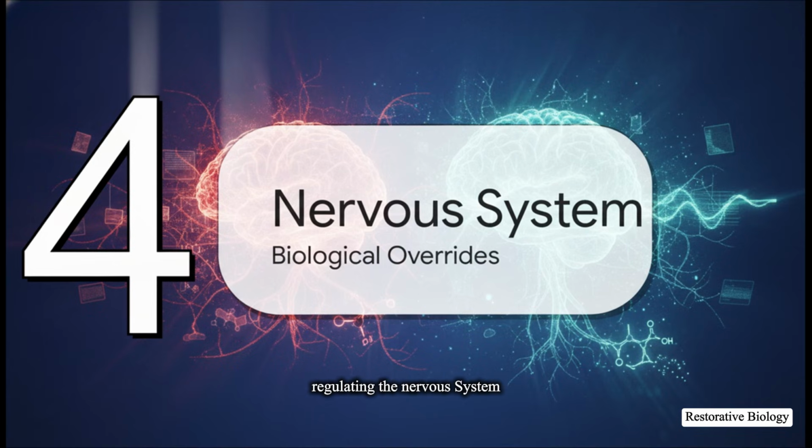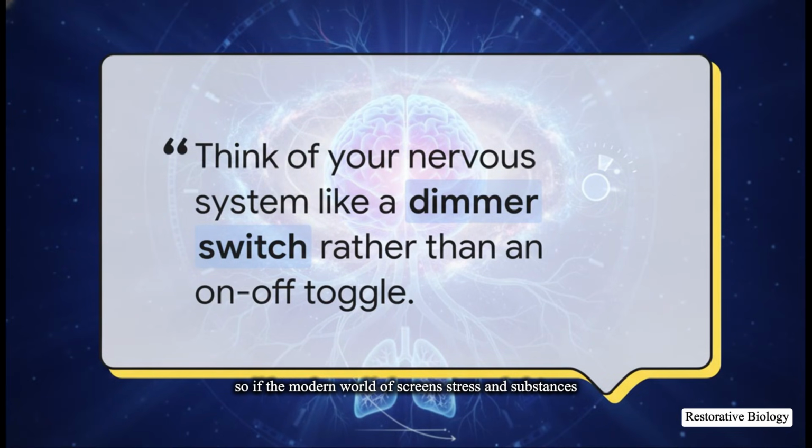Regulating the nervous system, the biological manual overrides. So, if the modern world of screens, stress, and substances is constantly pushing us into a chronic sympathetic overdrive, how do we forcibly pump the parasympathetic brakes? Well, we have to realize that our nervous system doesn't just switch off. As this insight captures so perfectly, it is a dimmer switch. We have to intentionally and gradually wind down our biology. And the single most direct, research-backed remote control we have to operate that switch is human breath.